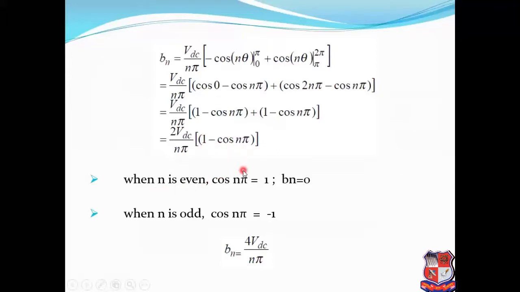So if n is an even integer, then cos n pi equals 1 and bn equals 0.